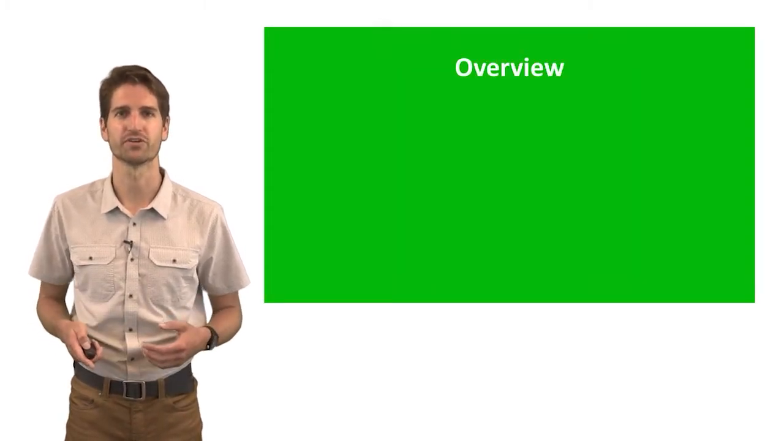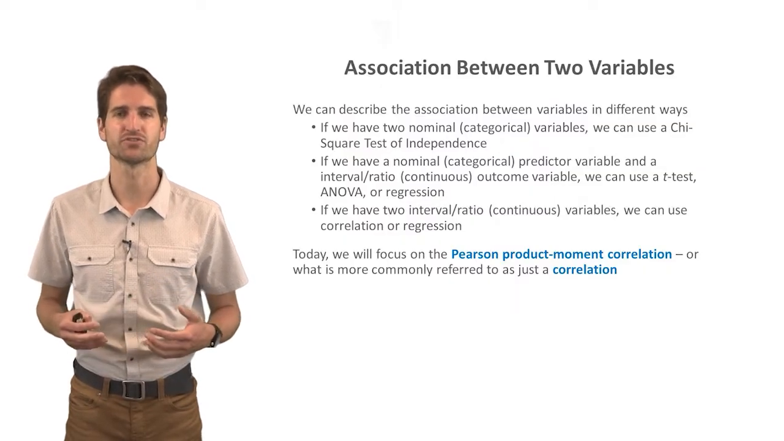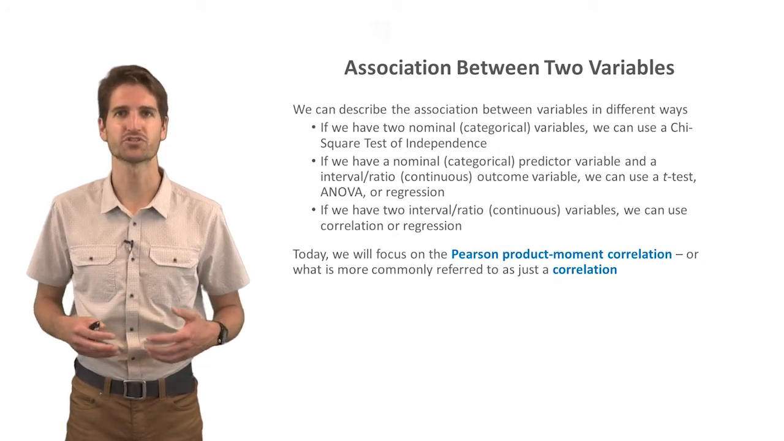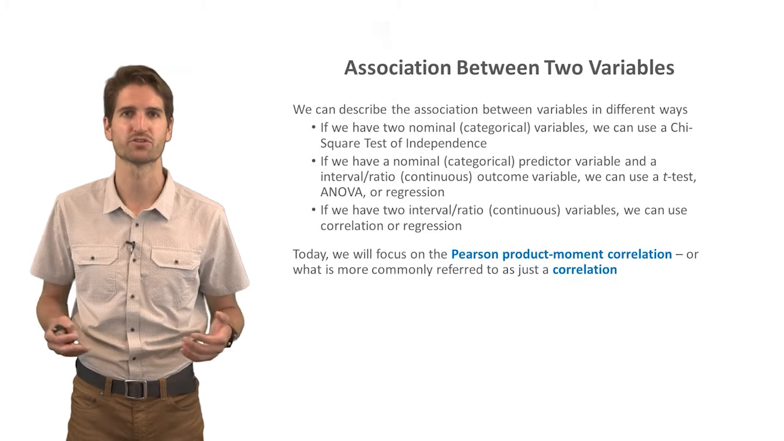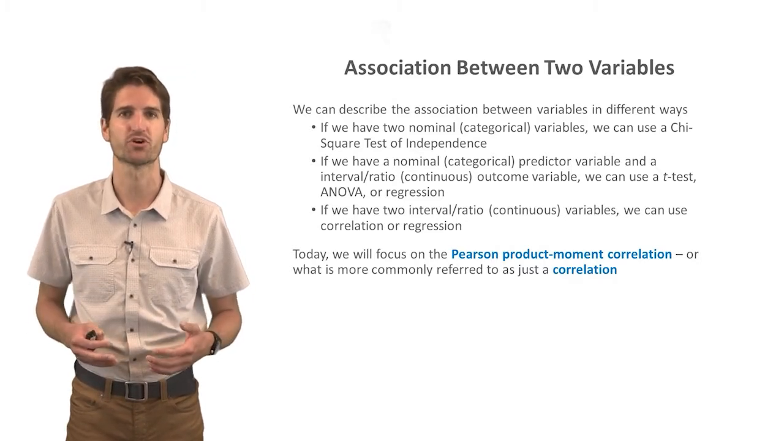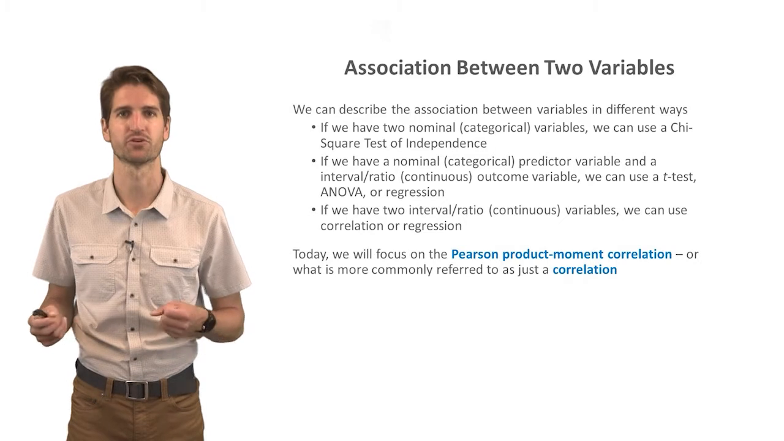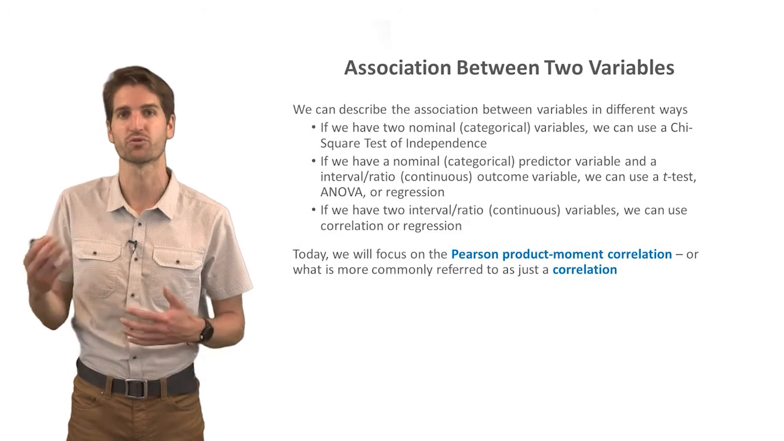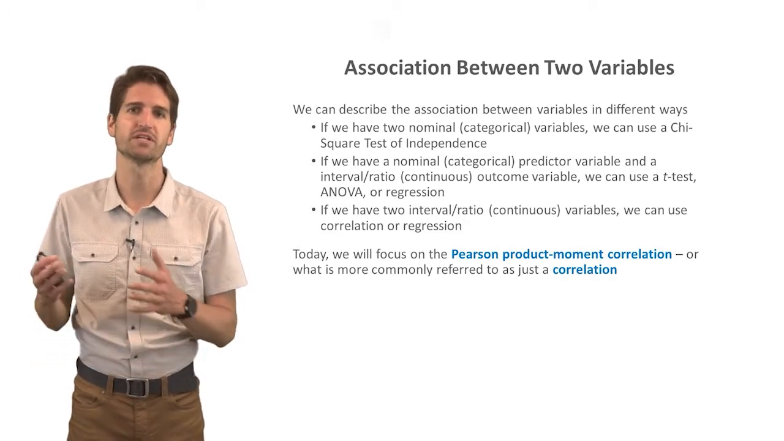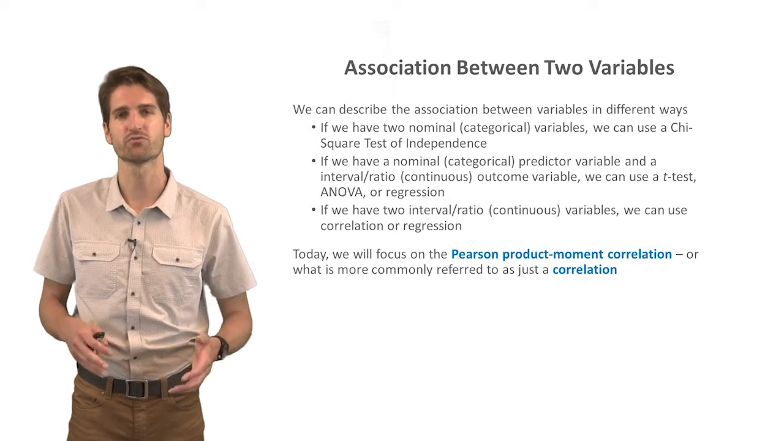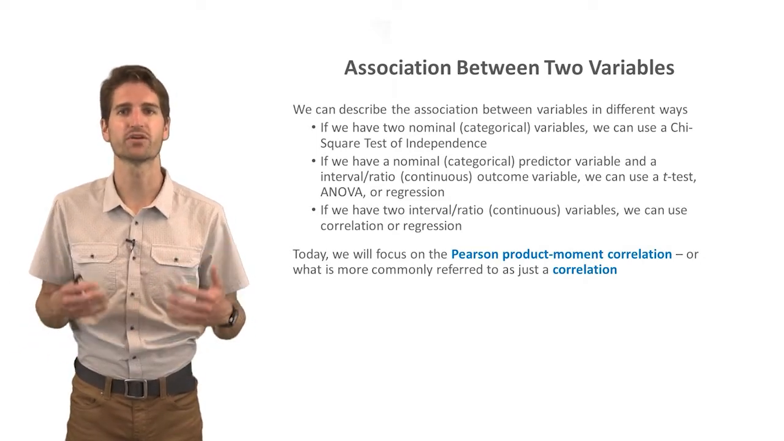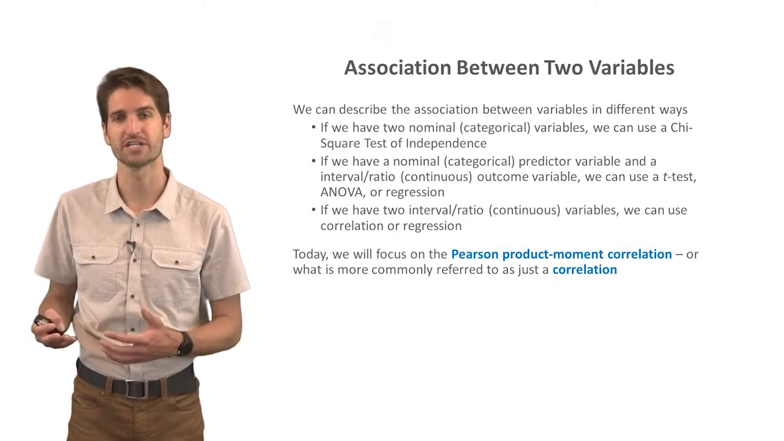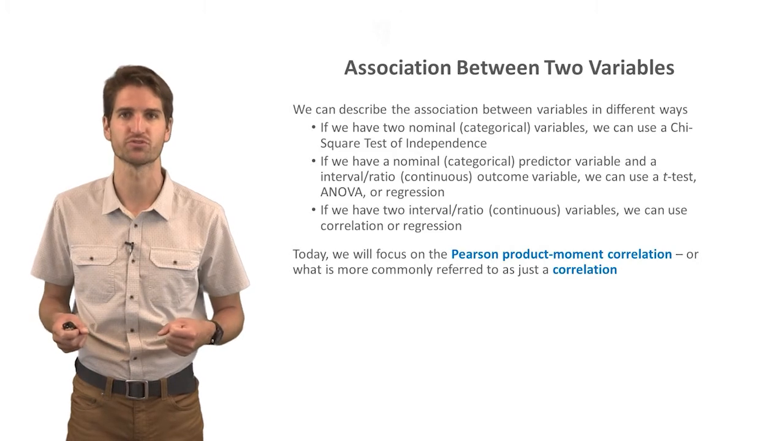Now, starting with that overview, there are different ways that we can describe the association between two variables, and this will depend on the type of measurement scales of each of the variables. So if we have two nominal or categorical variables, we can use what's called a chi-square test of independence to look at that association. If we have a nominal or categorical predictor variable and an interval or ratio, or in other words, continuous outcome variable, we can use an independent samples t-test, an analysis of variance, or even a regression analysis. Now, if we have two interval and/or ratio continuous variables, we can use correlation or regression analyses to look at the association between those two variables.